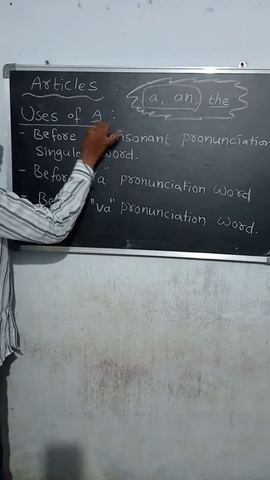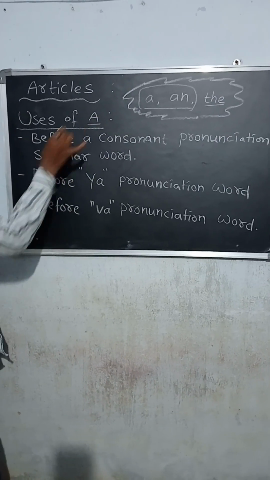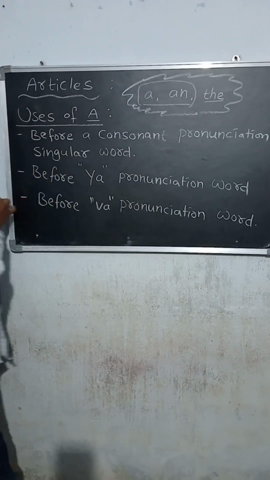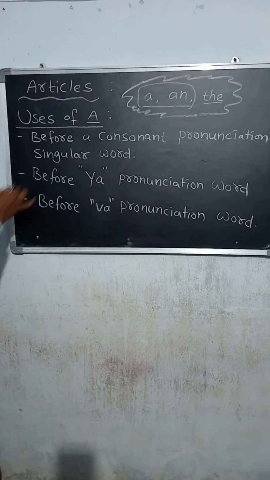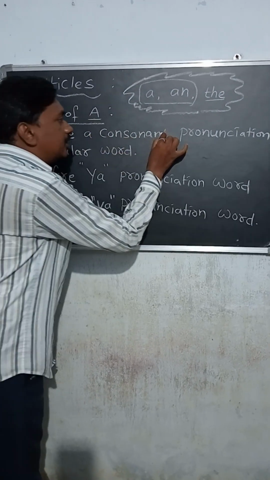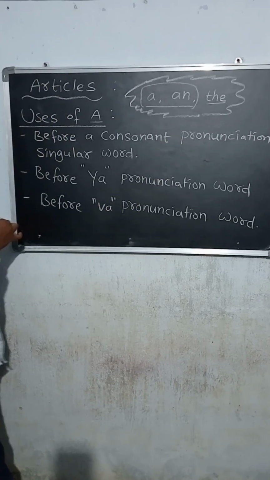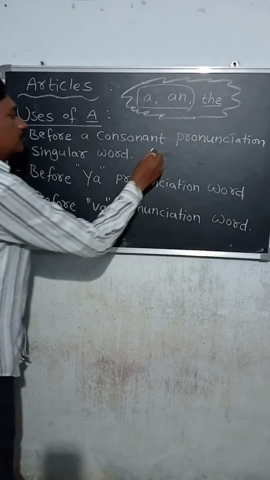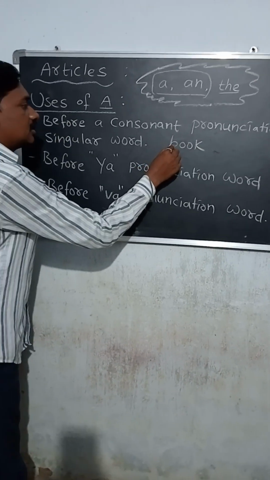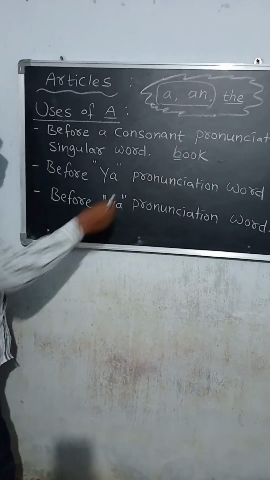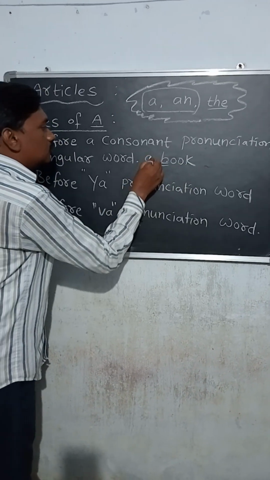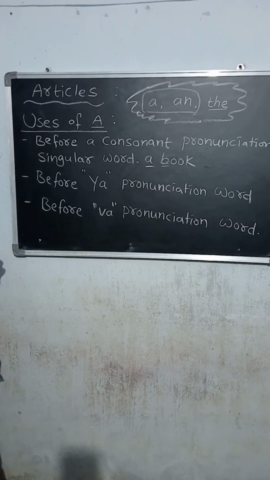So here we discuss the uses of a. Means, when should we use article a? Here we use the article a before a consonant pronunciation singular word. For example, book. Here the starting letter is B, a consonant letter, and it is singular. So we use the article a: a book.